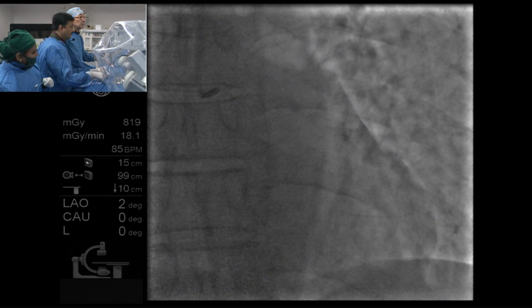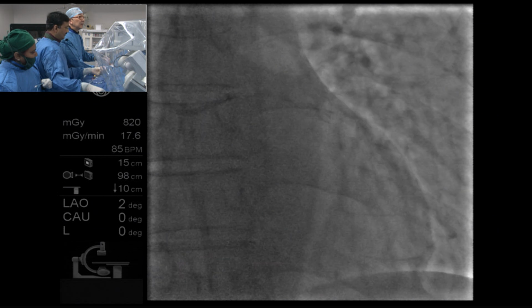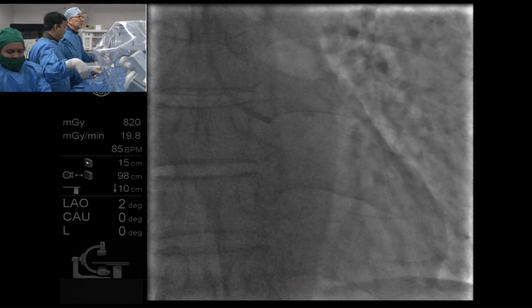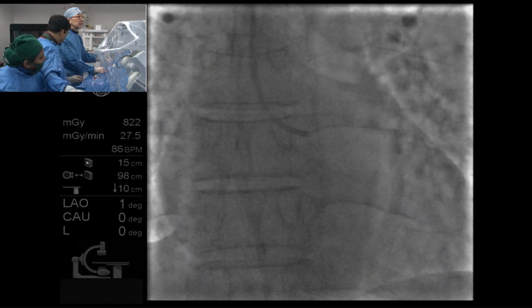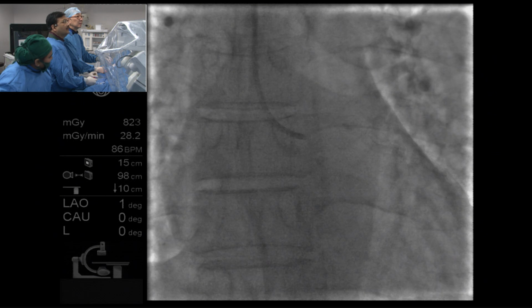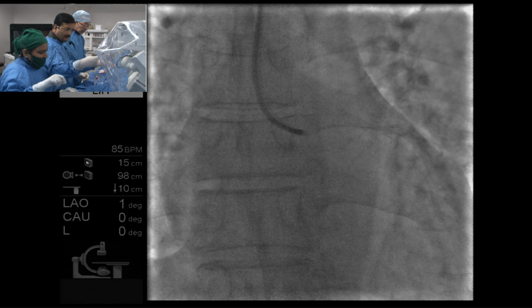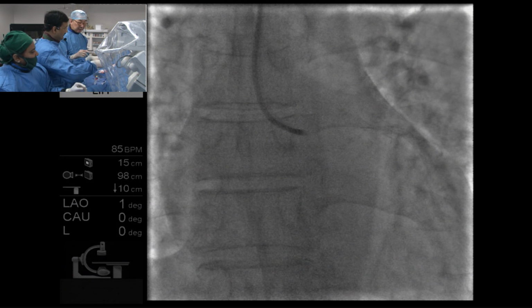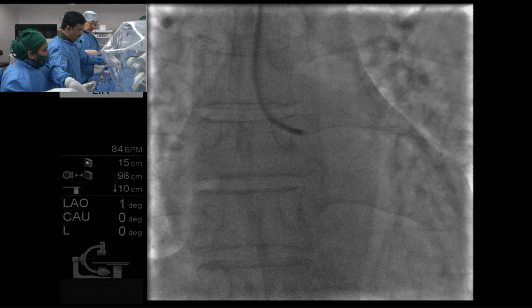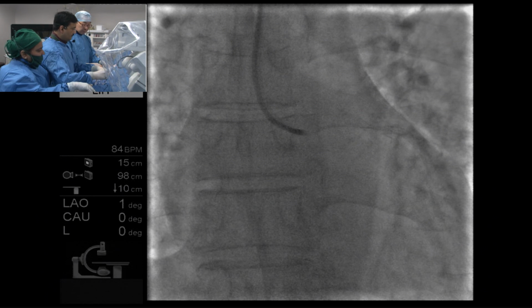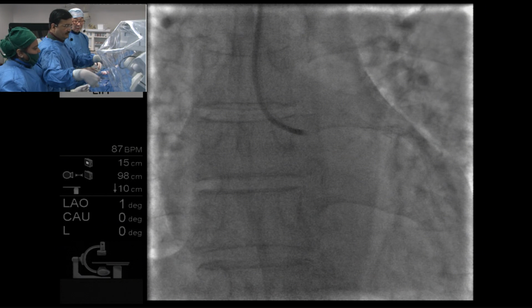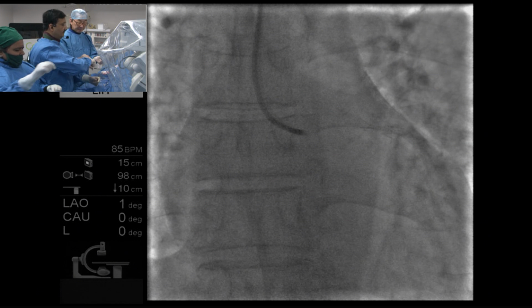Should I try using this one? This one won't go. Test for me, maybe this one will go. All right, give me the wire. Let's see. If we're lucky, we can get the guide into the anonymous right.